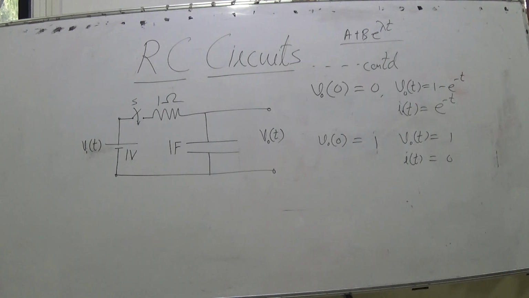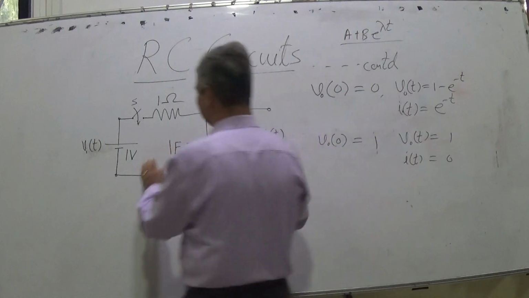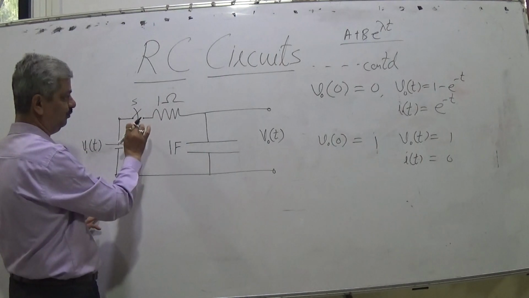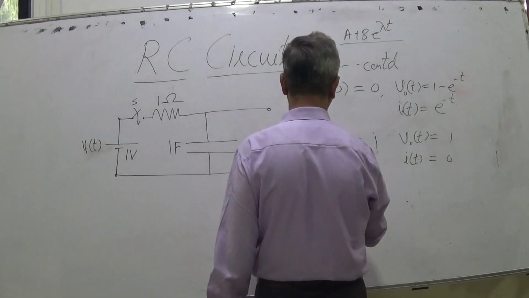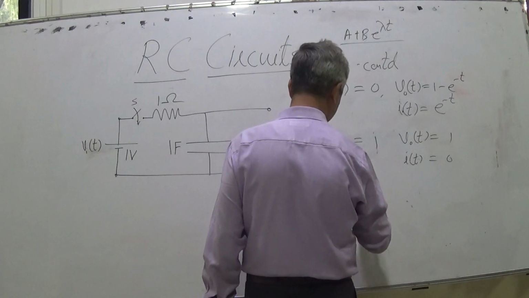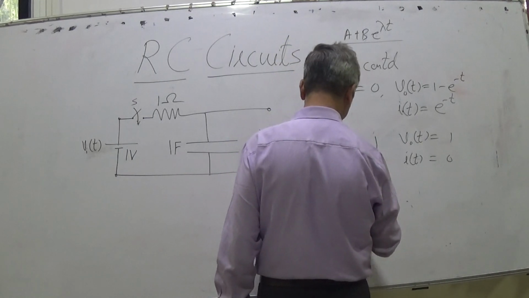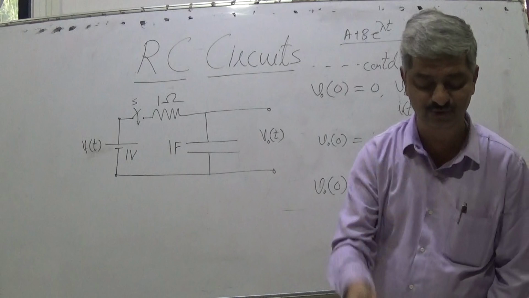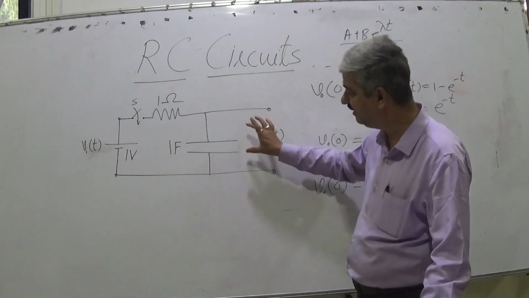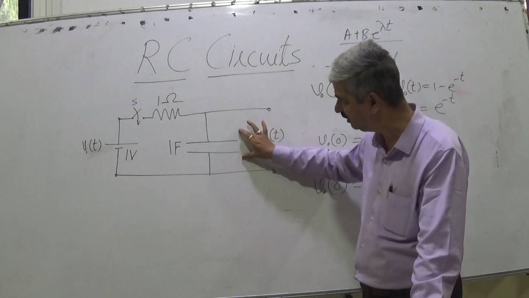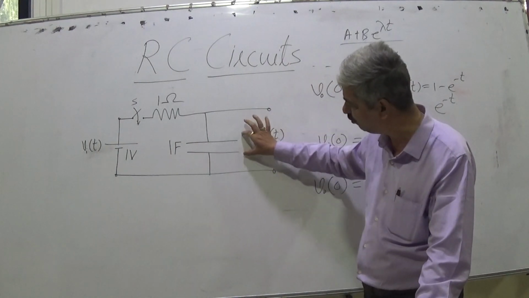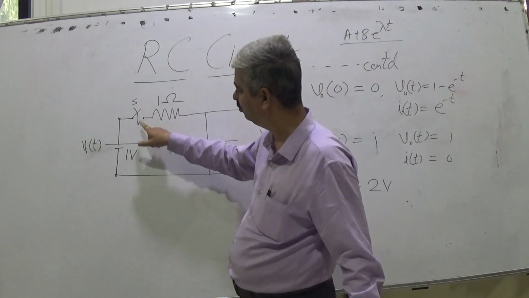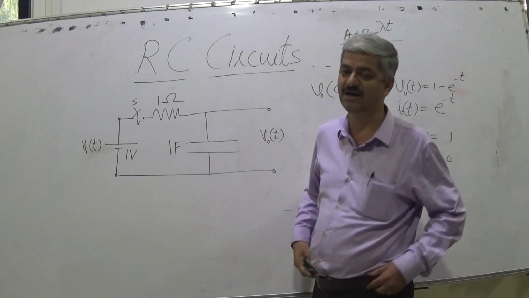So what do we do now is, the same circuit, 1 volt battery, 1 ohm resistance, 1 farad capacitor, switch closes at t equal to 0, but Vo at 0 is 2 volts. That is not something substantially different, but just to give you some idea how things do change. If a capacitor is charged with 2 volts earlier, and the switch is closed, what will happen? It's quite interesting.